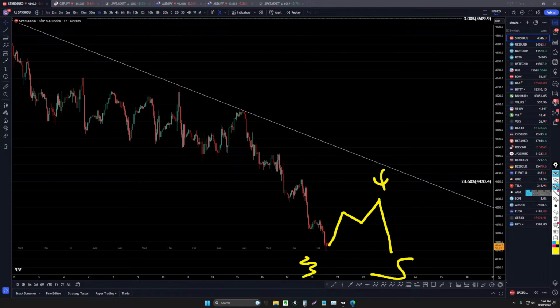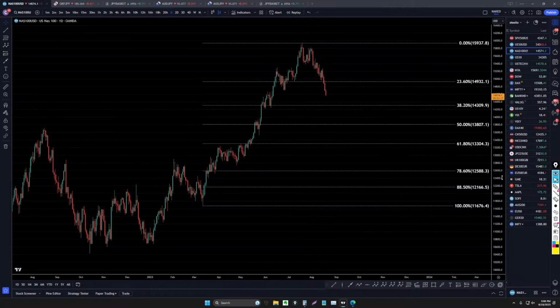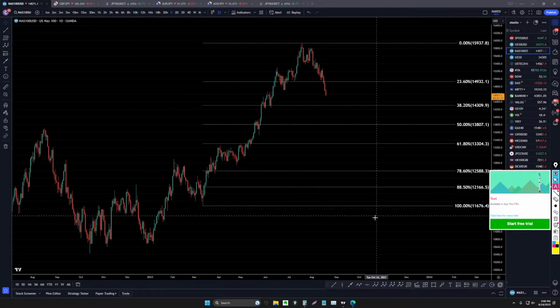That makes sense. I always like to use the S&P 500 as like a roadmap for the US 30 and NASDAQ, because they're all pretty much the same. Just a little bit of a different variety. Oh, look at that. Very, very clear. This one's even more clear.